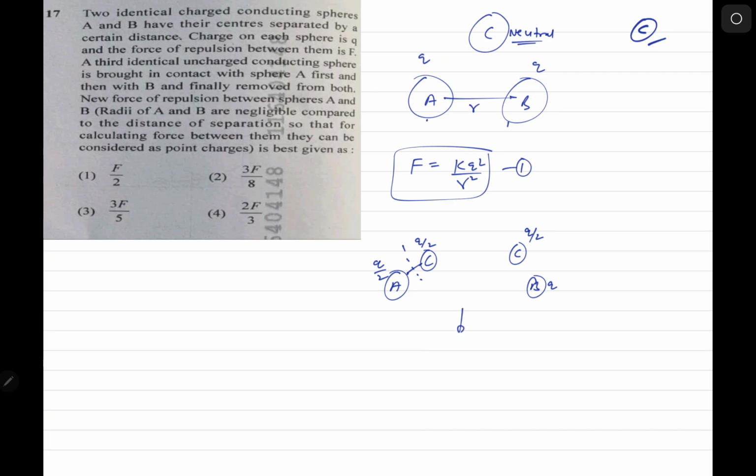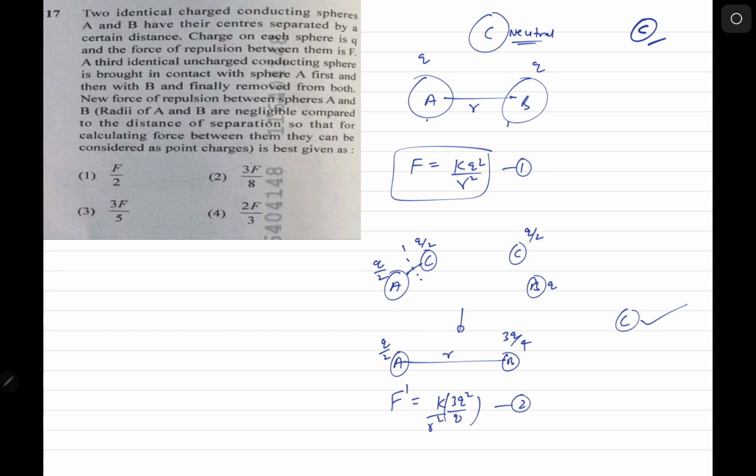So the final distribution will be Q by 2 on A, 3Q by 4 on B, and C is removed. Now again they are placed at the same distance. Now the force F dash is K Q 3Q square by 8 by R square.